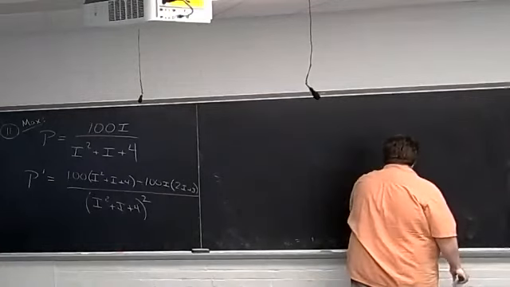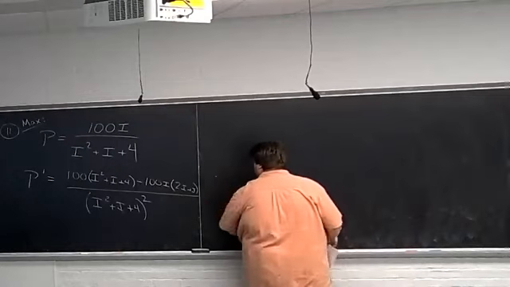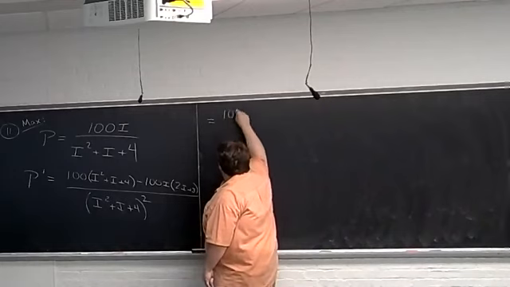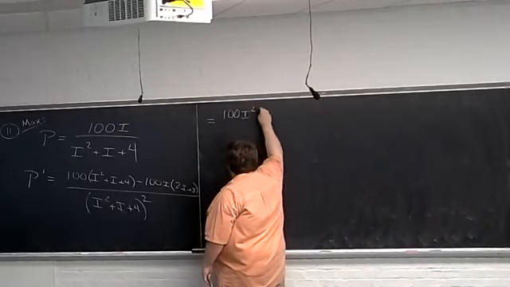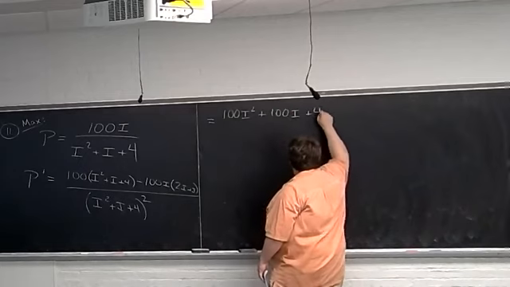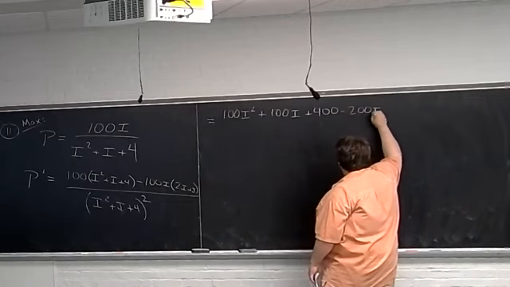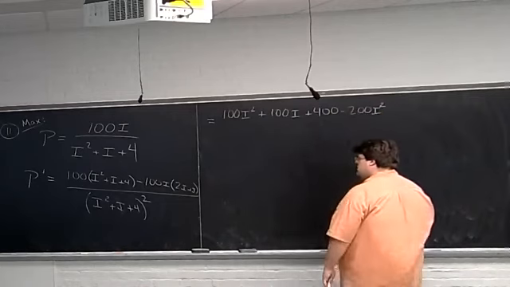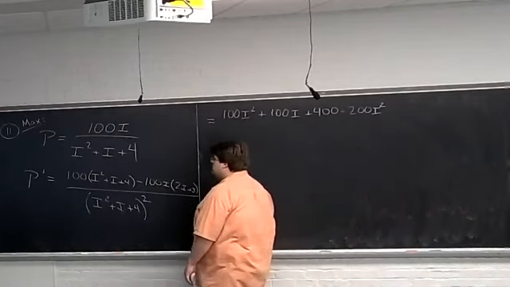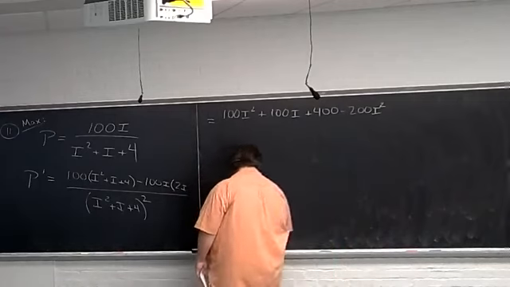We want where this is 0, we want where it's undefined. Well, let's simplify the numerator a little first. I'm going to go up here. 100 I squared plus 100 I plus 400 minus 200 I squared. What did I write wrong? How did I know something was written wrong? Well, we shouldn't have gotten the same exponent. That's what I wrote wrong.